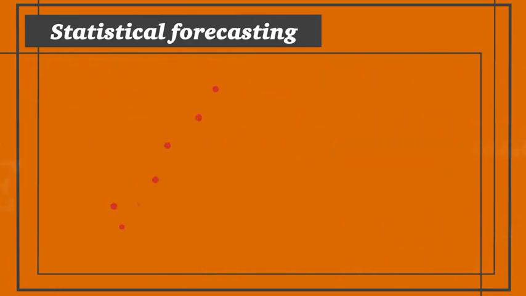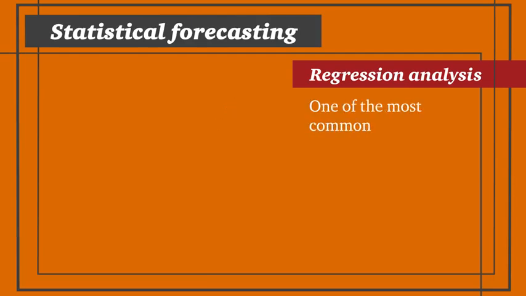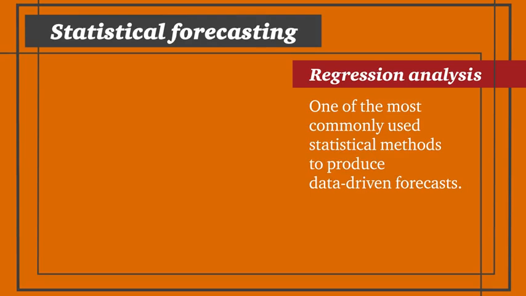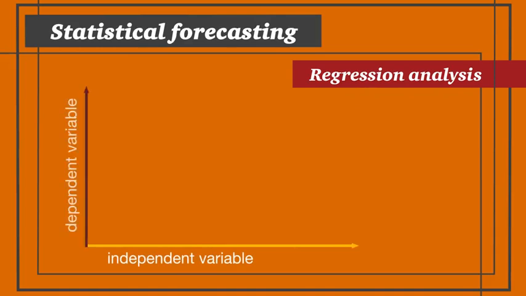In order to use data to produce statistical forecasts, we need to understand regression analysis. Regression analysis is one of the most commonly used statistical methods to produce data-driven forecasts. Simple linear regression analysis uses one variable, the independent variable, to explain another variable, the dependent variable. For example, you might use a person's height to explain and predict a person's weight.